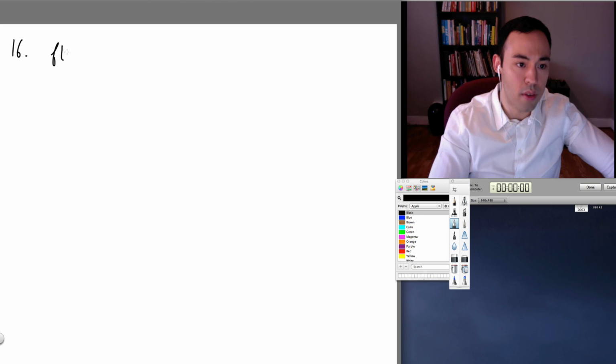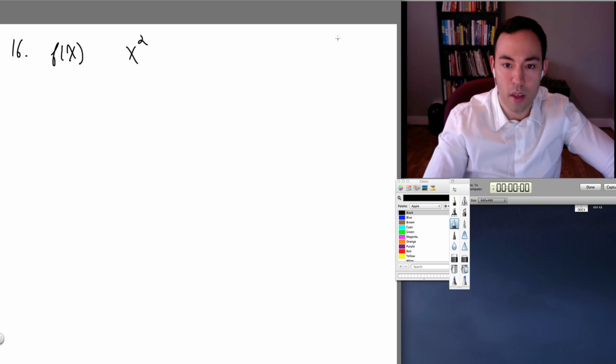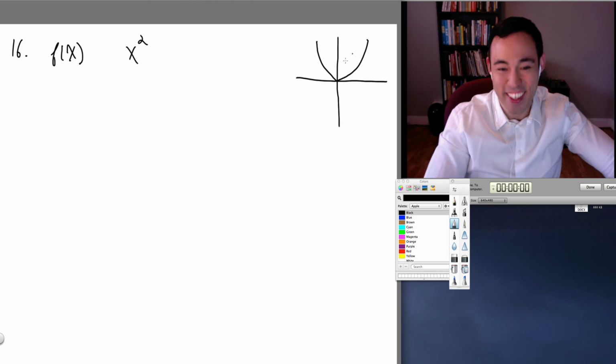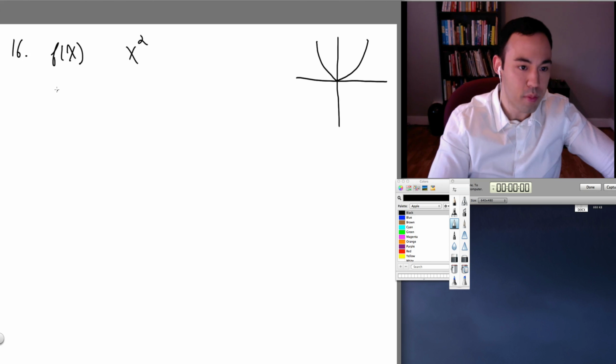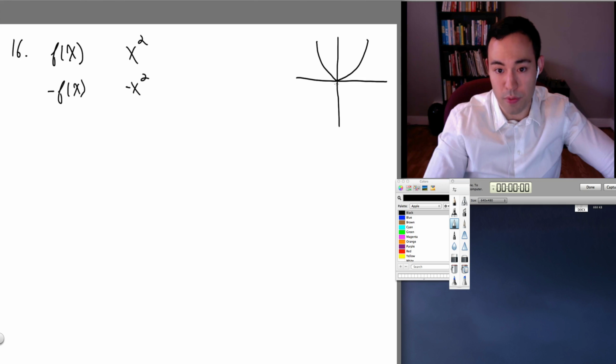So if f of x is some original function, let's say it's x squared, and here we go, time for my not so masterful drawings. x squared looks like this. It just touches the origin. If we make this negative, here's our first transformation. Transformation number 1, I want you to memorize. In other words, a negative x squared. What that does is it flips your function upside down, or if it's already upside down, it flips it right side up.